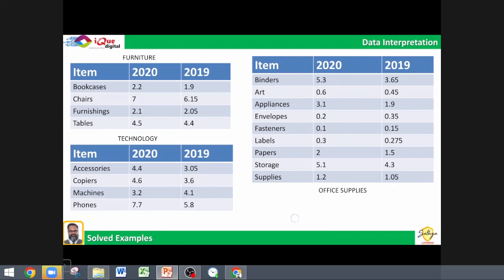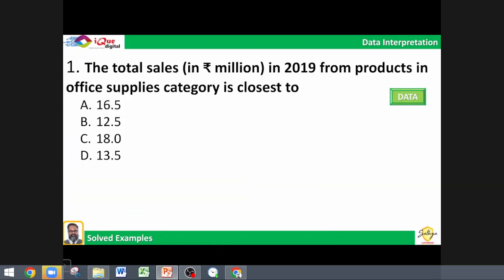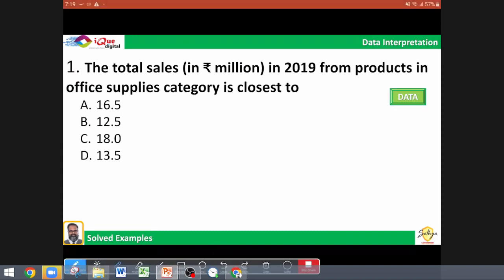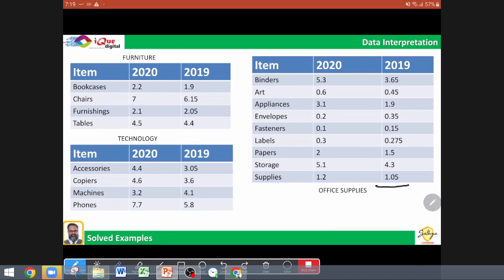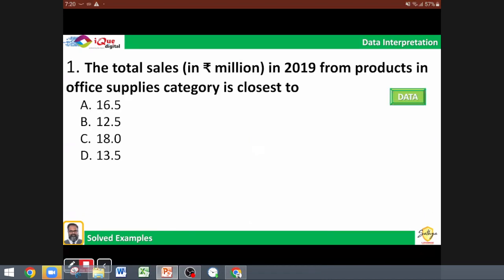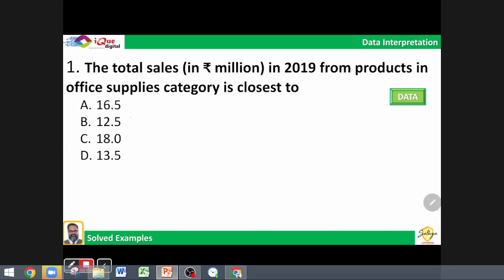So once you get all this data, it's pretty easy, because the first question literally asks the total sales in 2019 from products in the office supply category. So I needed the sum of all products in the office supplies categories for 2019. So all I needed was, if I added up all these numbers, I would simply get the total. And the options also, if you take a look at them, the options are pretty far off, right? 16.5, 12.5, 18, 13.5. They are not giving you numbers like 18, 18.5, 18.25.